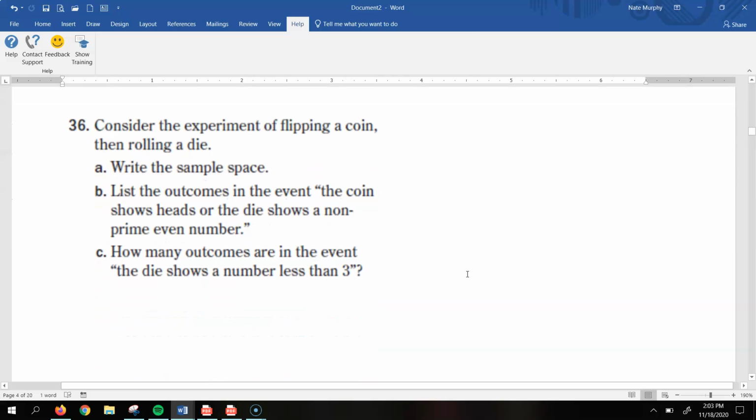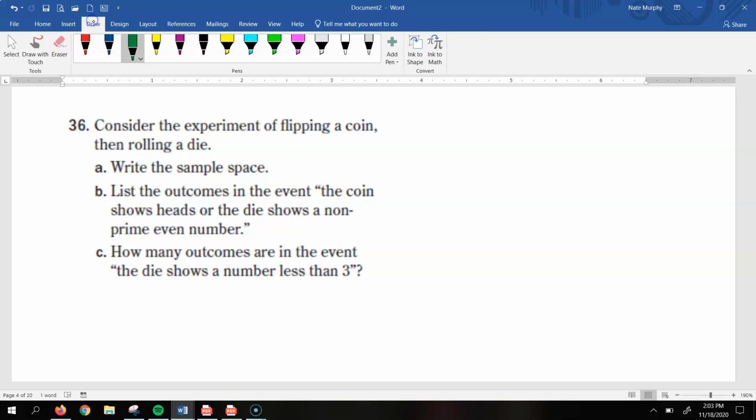All right, let's look at number 36 here. It says, consider the experiment of flipping a coin, then rolling a die. So first, we want to write the sample space. To help me write the sample space and make sure I don't miss any, I'm going to draw a tree diagram.